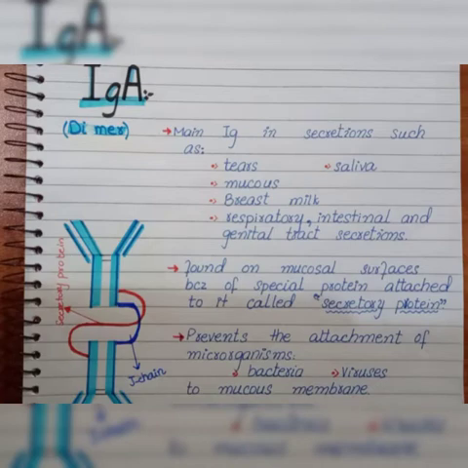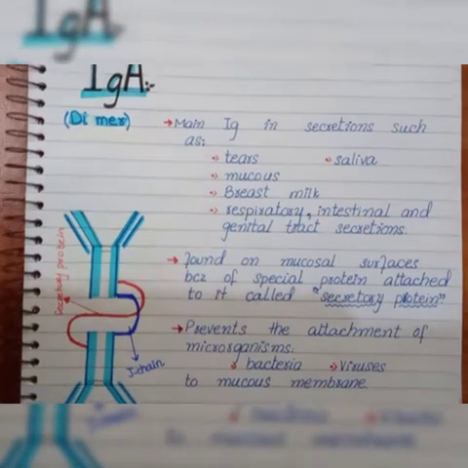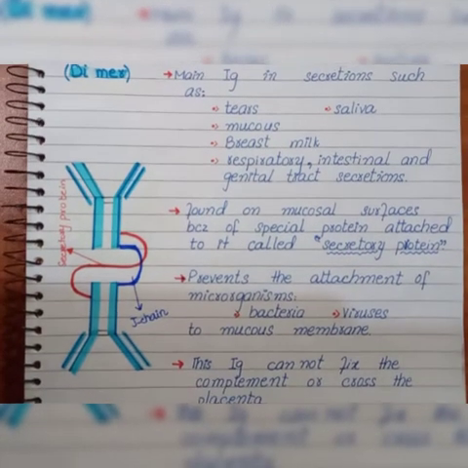As we know, these antibody molecules are found on mucosal surfaces because of some special proteins, known as secretory proteins. These antibody molecules cannot fix the complement or cross the placenta.